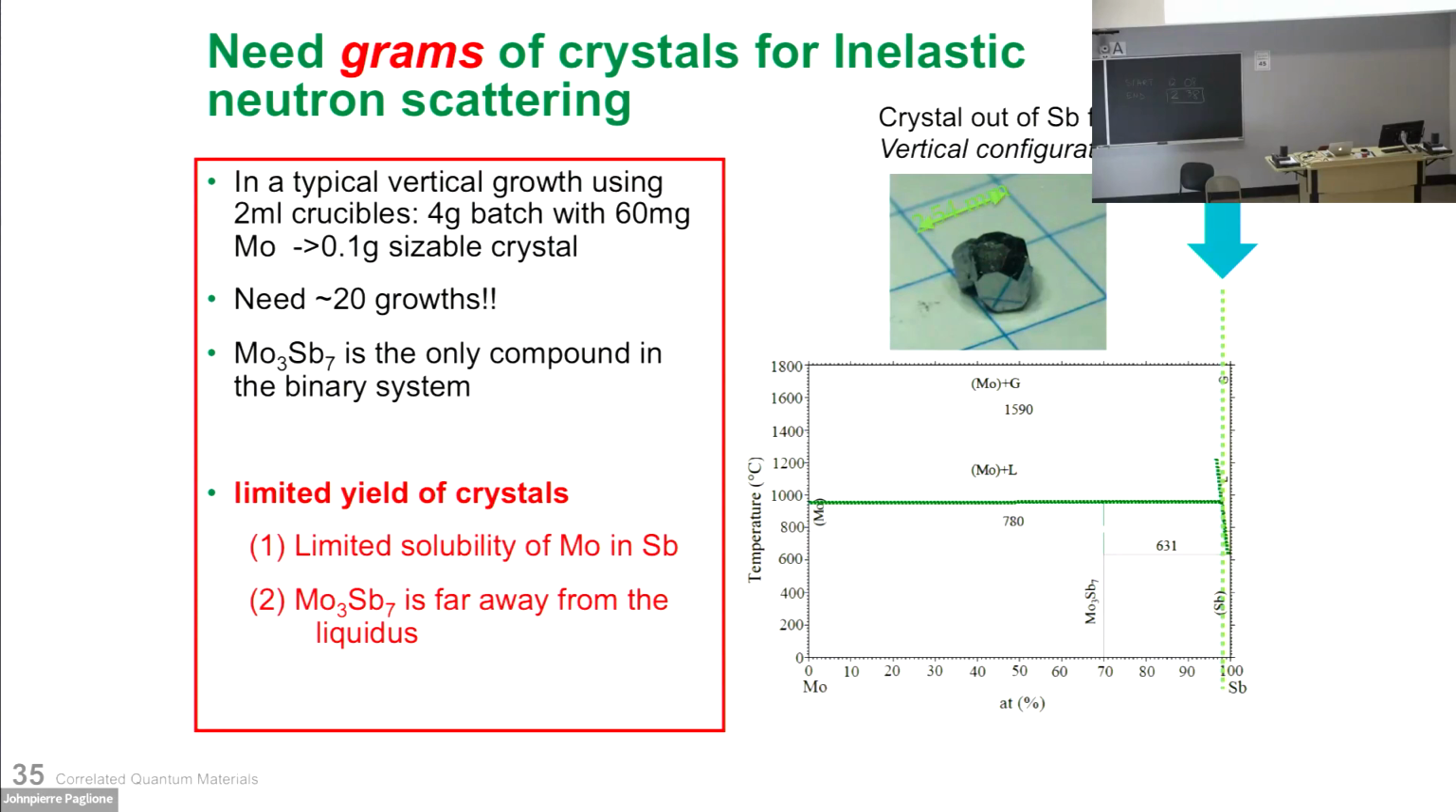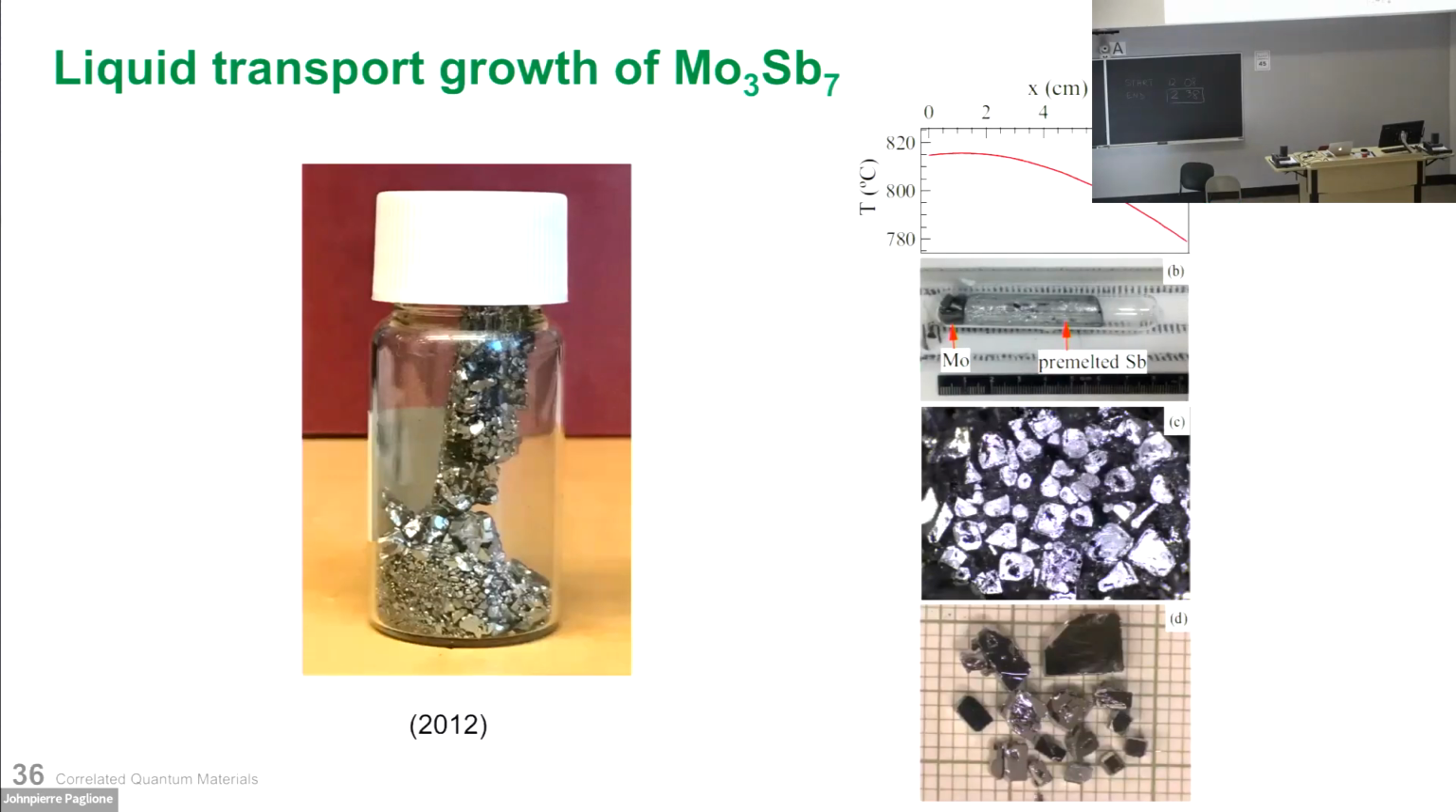Got molybdenum here, antimony here. This is the only compound that's not 7. There's a liquidus region over here. So we start with this composition. You get to here, you'll start growing some molybdenum 3 crystals. But this sort of summarizes why it's a problem.